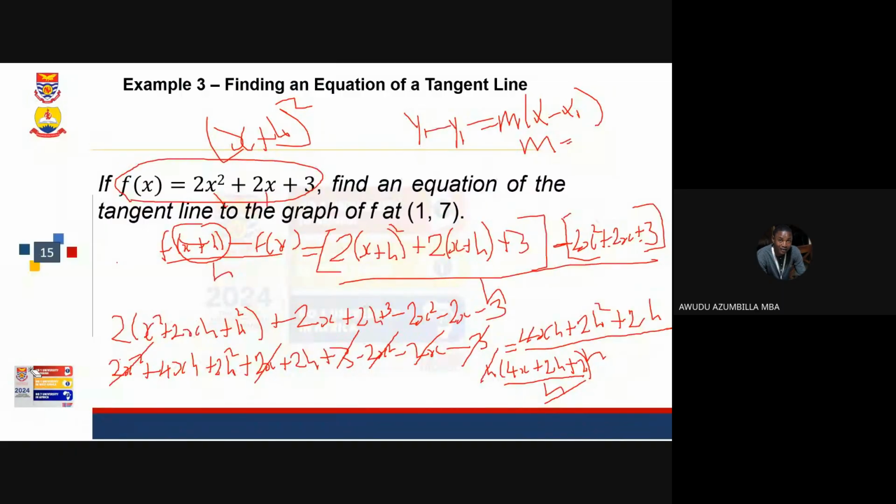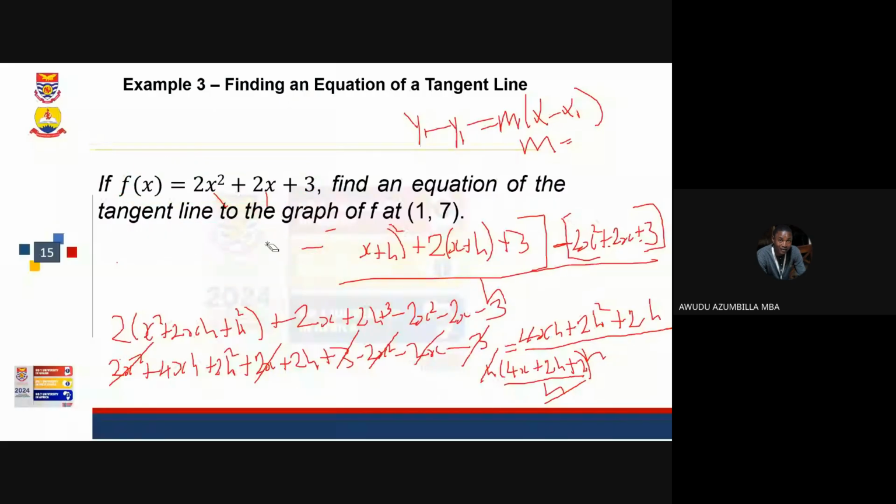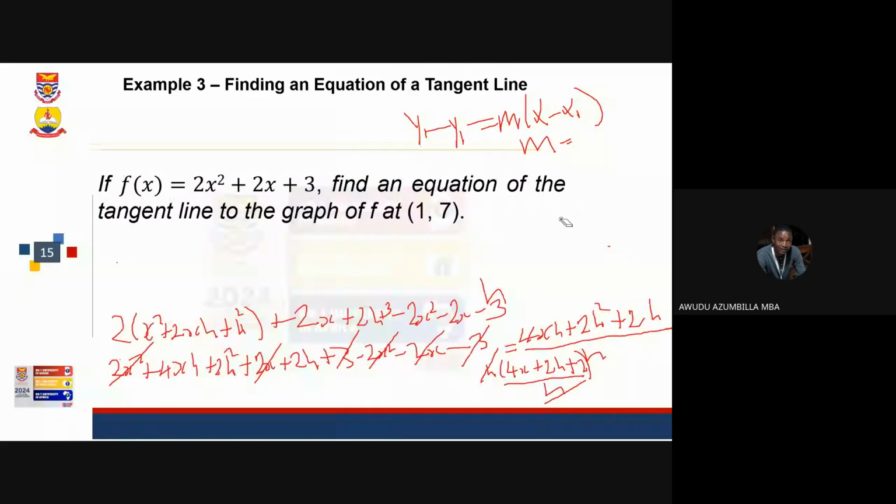Let me clean some parts up here. I hope you are also writing something as I do. Don't just be listening and not writing notes. Okay, so we are going to have 4x. After canceling the h out, we are going to have 4x plus 2h plus 2 all over what?